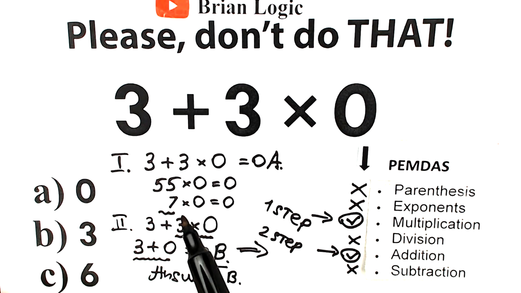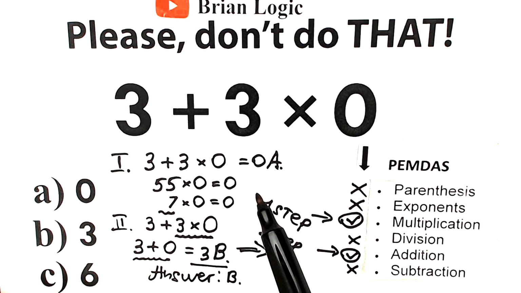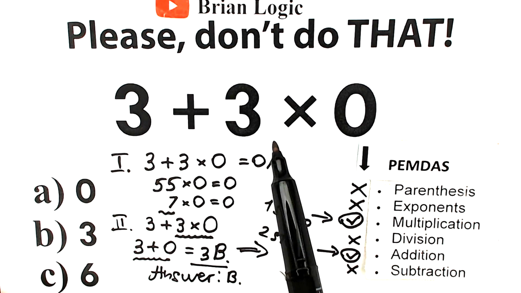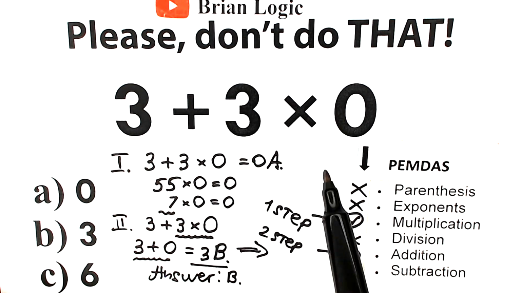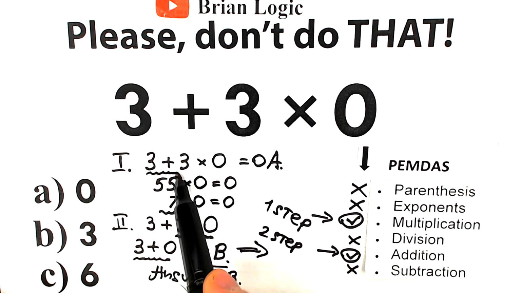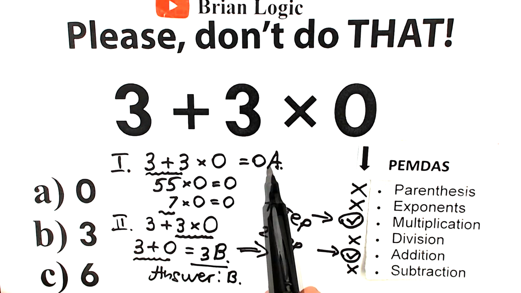But what about this explanation? A lot of students are confused about it. A lot of students think that the correct answer is 0 because we multiplied it by 0. So for example, 3 plus 3, we have 6. 6 times 0 equal to 0.